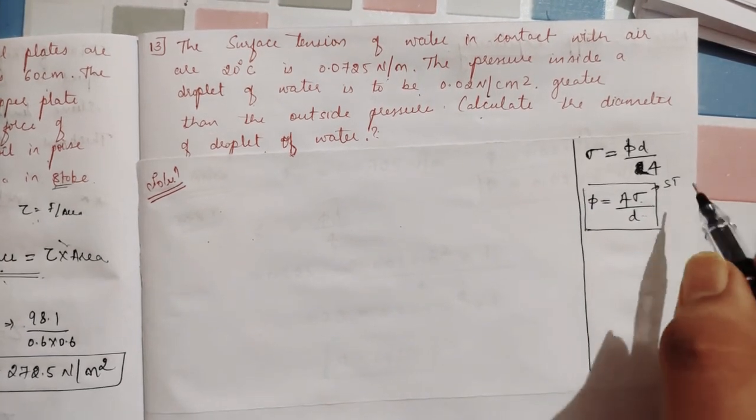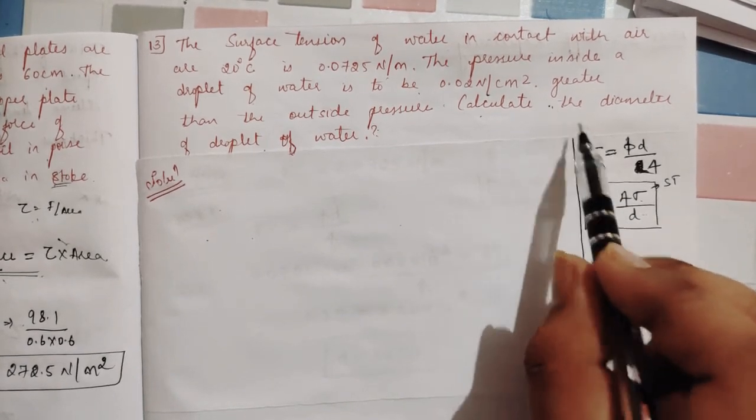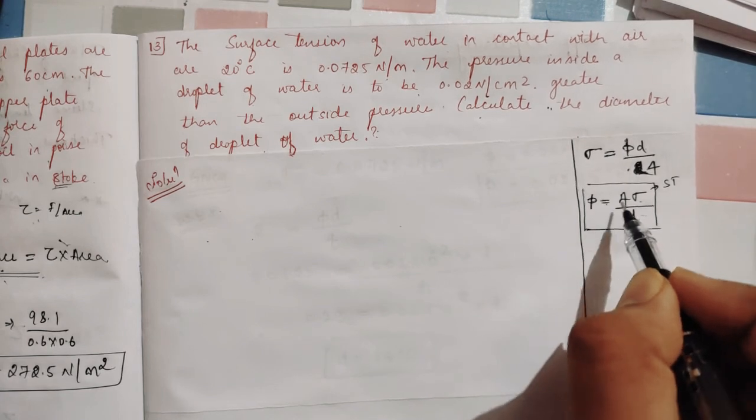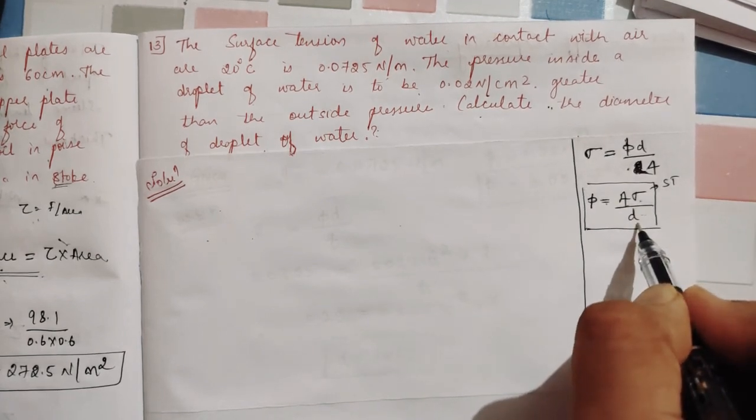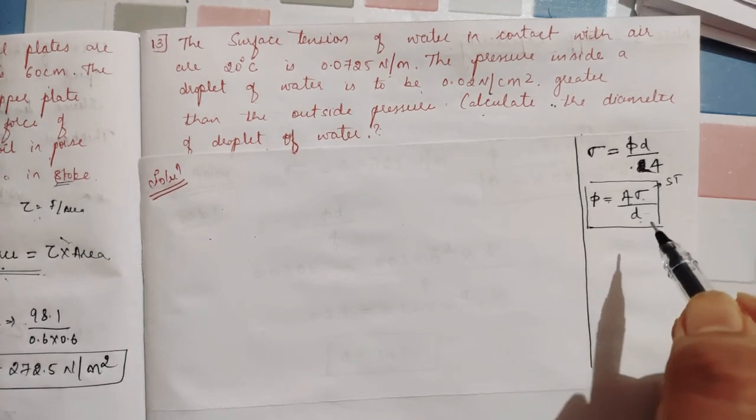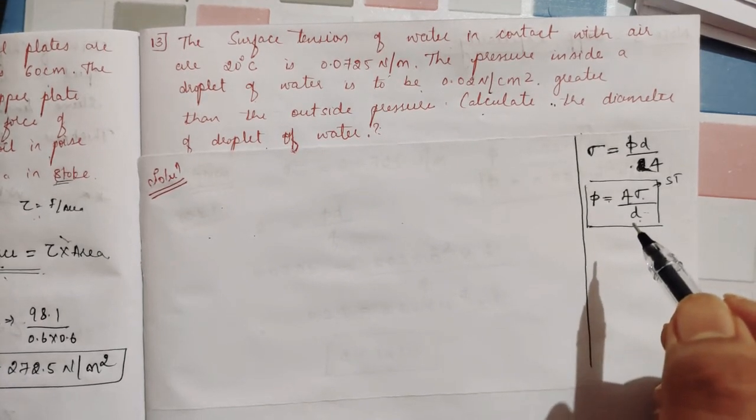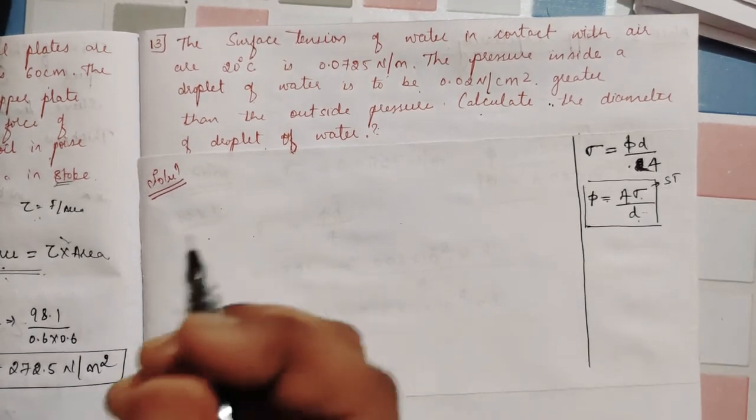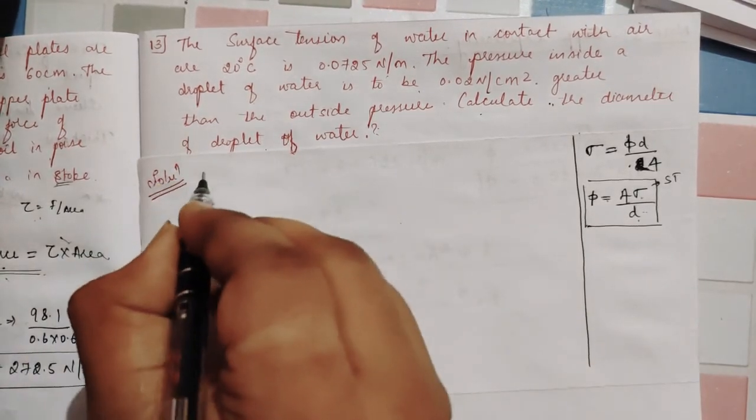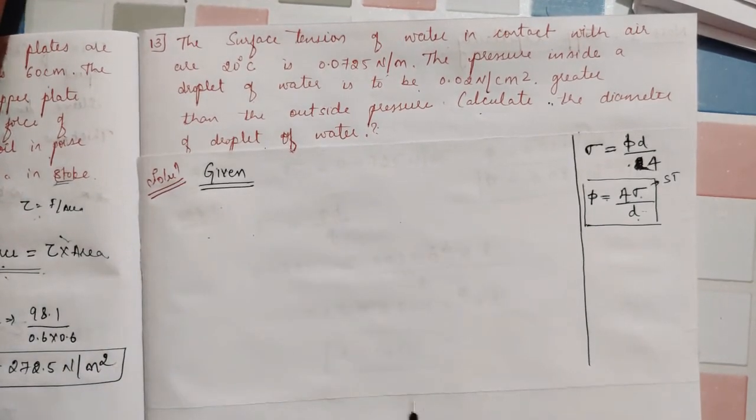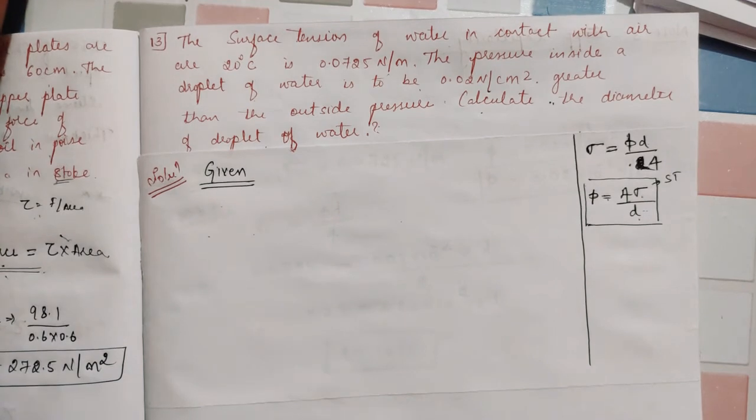You remember this formula so that you can convert it later. This is universal, right? Pressure is equal to 4 sigma by D. You have to remember this formula, and based upon the cases, if it is a hollow bubble, whatever type of question they give you, based upon that you can take the value. So I'll write first whatever they have given. Before that, I'll discuss the question.